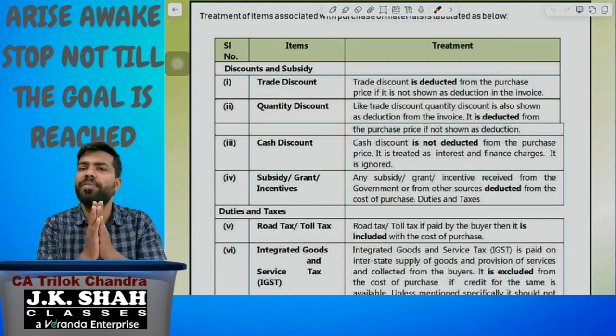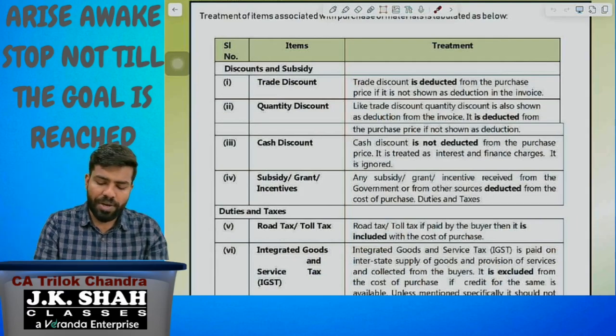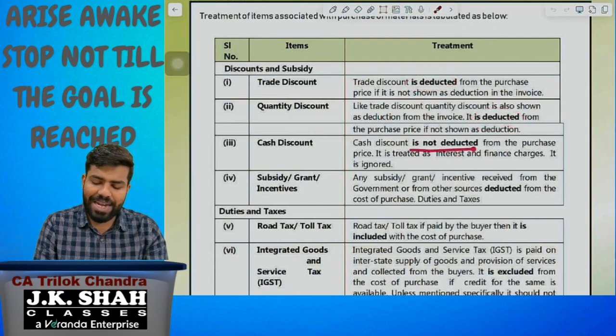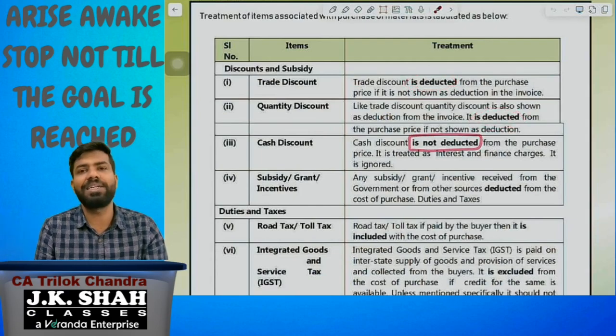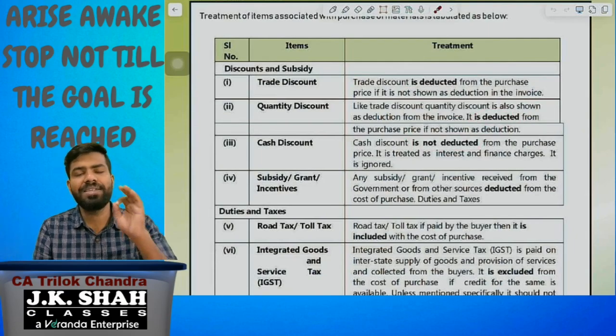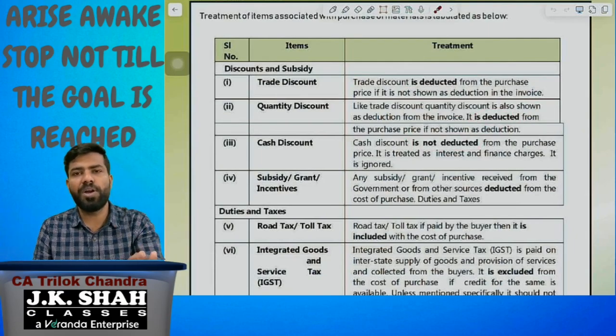Among these three discounts, trade discount will be reduced and quantity discount will be reduced, whereas cash discount will not be reduced, because cash discount is not operational in nature, it is financing in nature. It will not form part of the cost of material. So we will deduct the trade discount and the quantity discount, whereas cash discount will not be allowed as a deduction. All of you clear on this point?